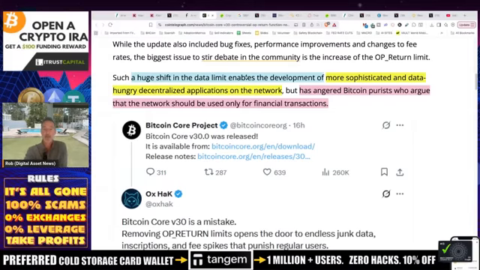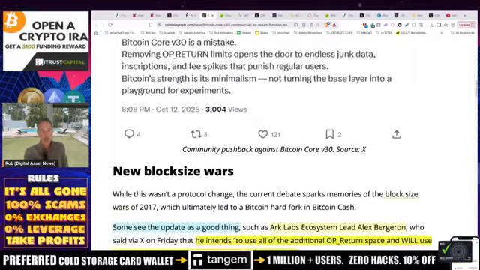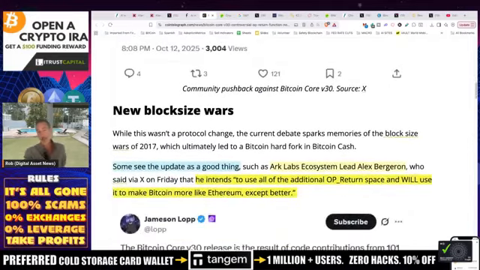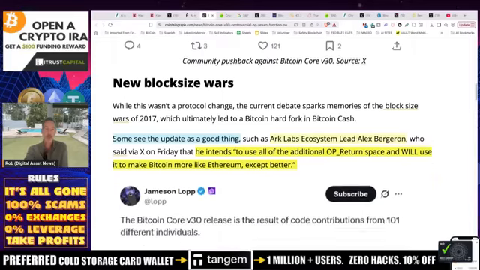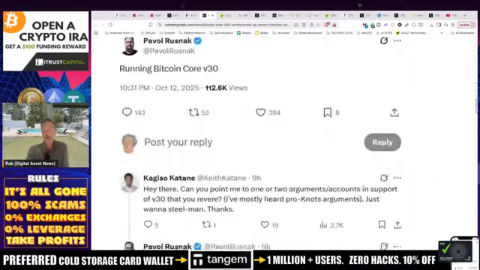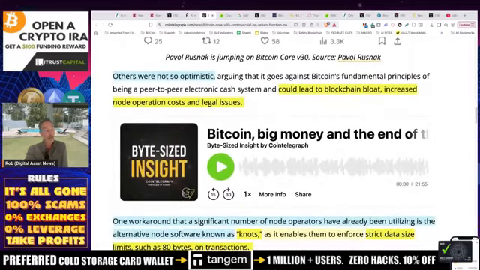So this has angered, of course, Bitcoin purists who argue that the network should be used only for financial transactions. Some see the update as a good thing, though. Arc Labs' Alex Bergeron states he intends to use all the traditional OP_RETURN space and will use it to make Bitcoin more like Ethereum, except better. Of course, this is what people are saying: hey, look, Ethereum came out and Bitcoin can do more, so if it can do more, let it do more. But some are saying that's not the case. Others were not so optimistic. It could lead to blockchain bloat.